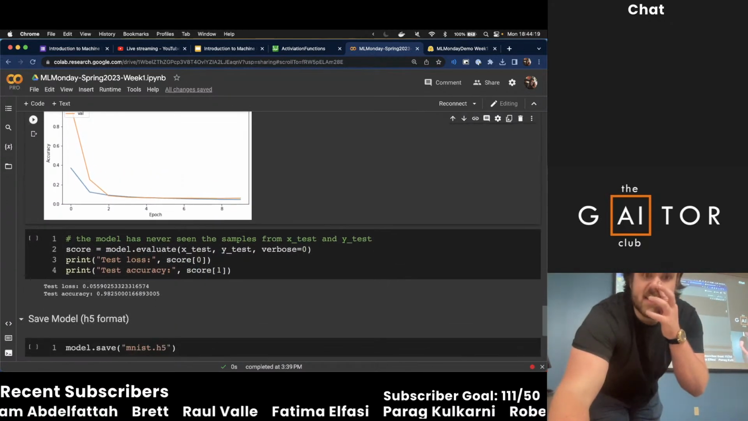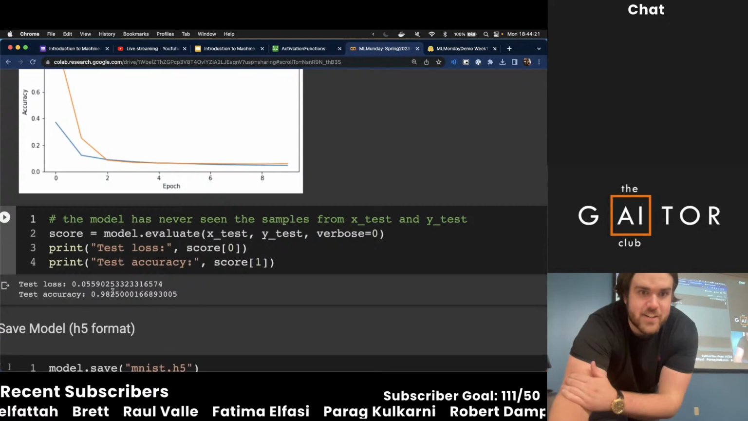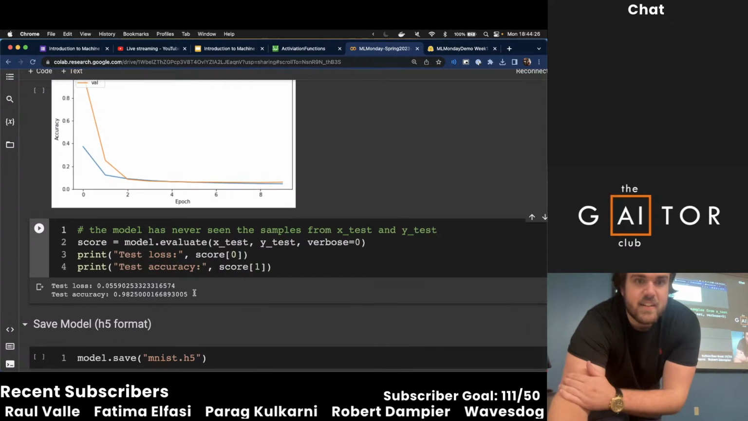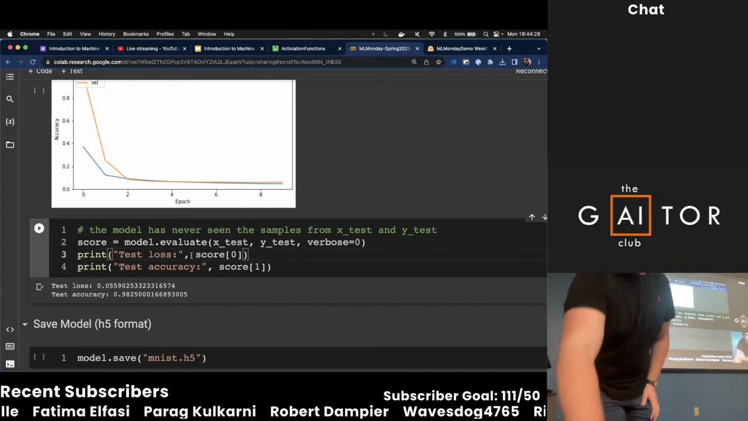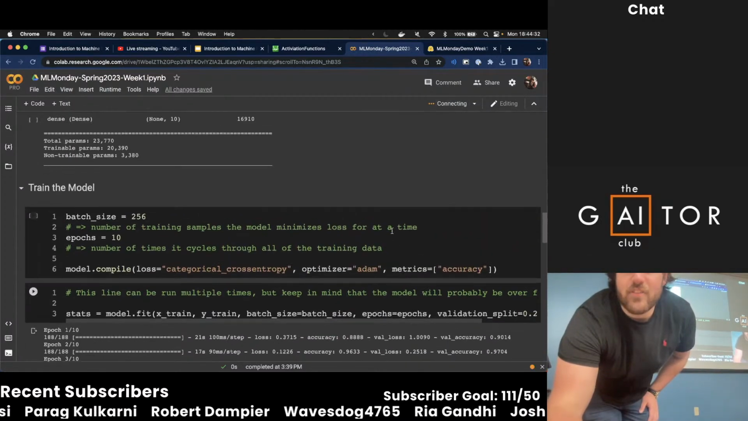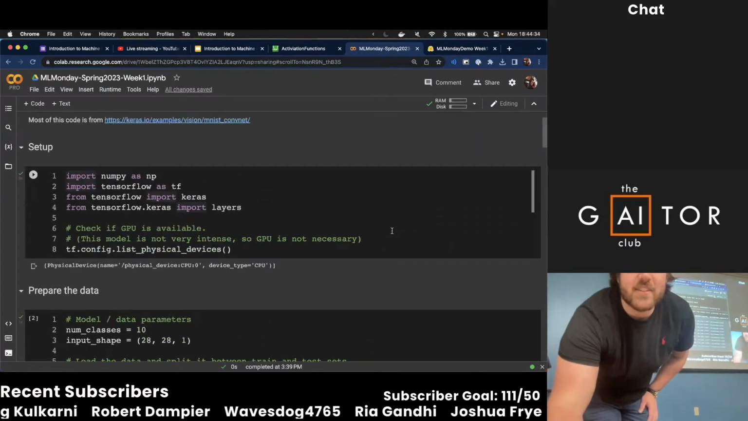But as you can see here, we have a 98% accuracy on the test set, which is pretty good. Actually, I'm going to show you guys what it looks like and how fast it runs, because it's pretty fast.